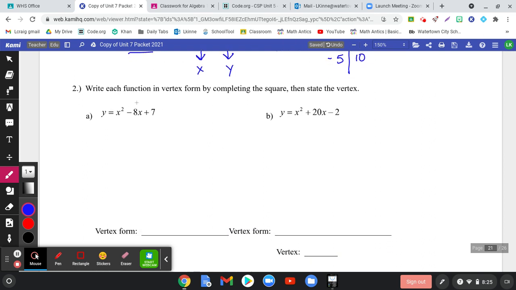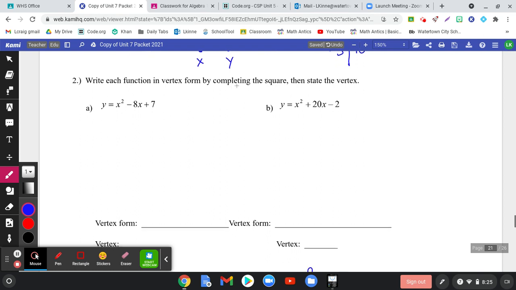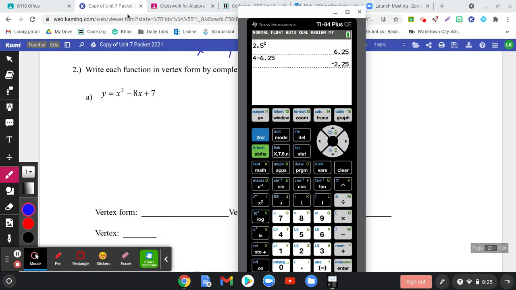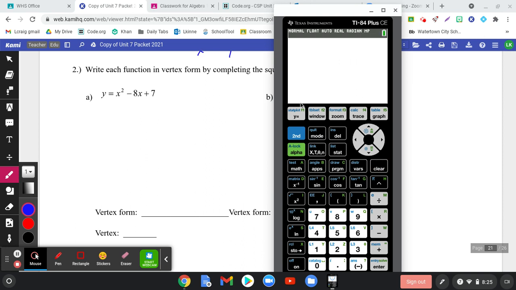Okay, write each function in vertex form by completing the square, then state the vertex. If it helps, go to your calculator and find the vertex first so you know what you're working toward. Remember, vertex is just that turning point. So go to y equals x squared minus 8x plus 7. Oops, it would help if I cleared that first. Okay, try again. X squared minus 8x plus 7.